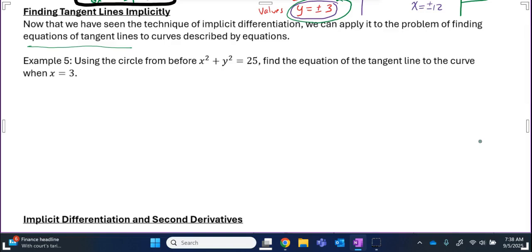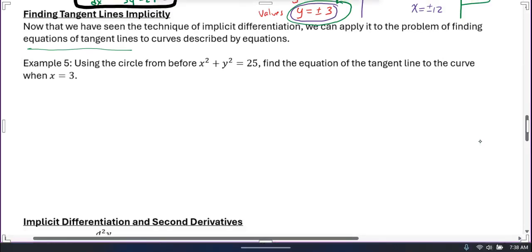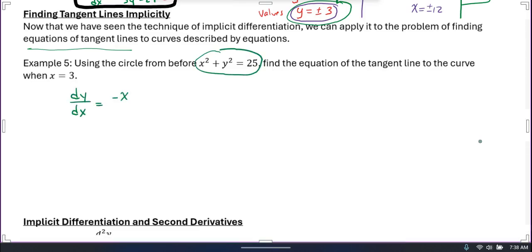So example 5, using the circle from before, x squared plus y squared equals 25, find the equation of the tangent line to the curve when x equals 3. Now you can scroll back up and figure that out, but let's not redo the whole problem. Remember we had that dy/dx was equal to negative x over y. We're going to use that.